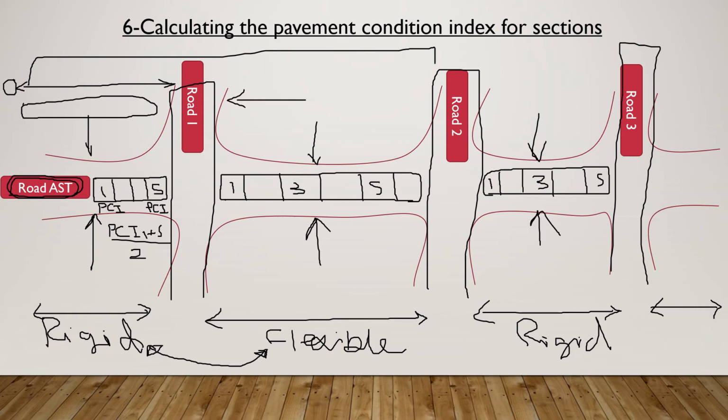For this section between road 1 and road 2, you already calculated the PCI for the first sample, the third, the fifth. So you will calculate the PCI average here, which is equal to PCI 1 plus 3 plus 5 divided by their count, 3, and the same applies for this section between road 2 and road 3. So whenever we have different pavement types and different road widths, we need to calculate different PCI values along the section of the road.